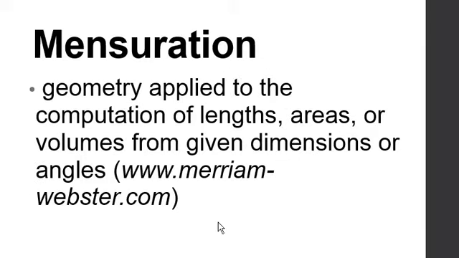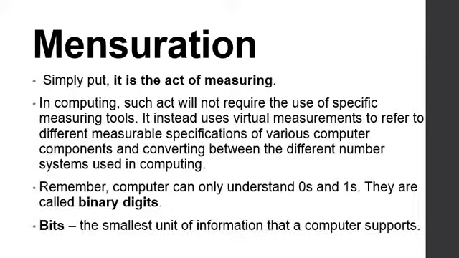First, let us define what is mensuration. According to Merriam-Webster, mensuration is a geometry applied to the computation of lengths, areas, or volumes from given dimensions or angles. Simply put, it is the act of measuring. In computing, such act will not require the use of specific measuring tools. It instead uses virtual measurements to refer to different measurable specifications of various computer components and converting between the different number systems used in computing.